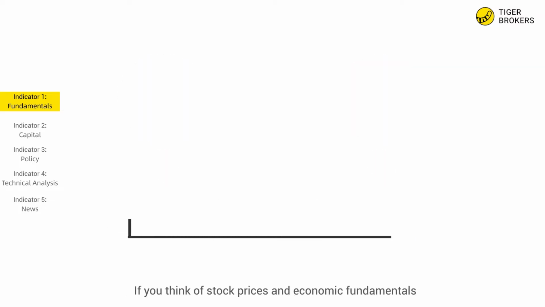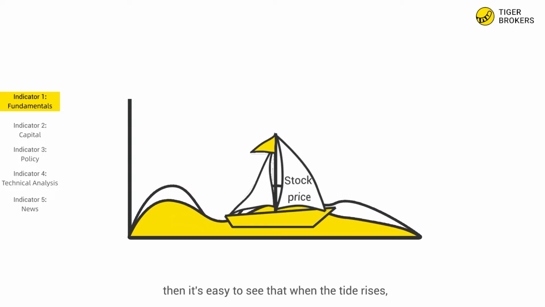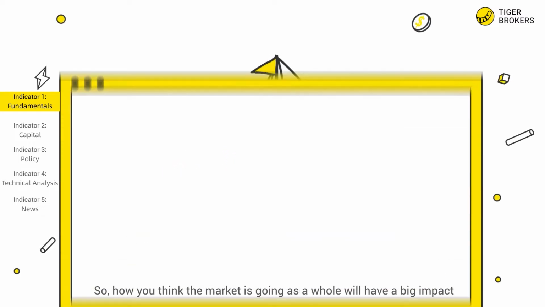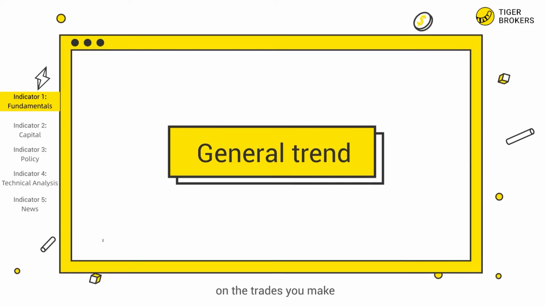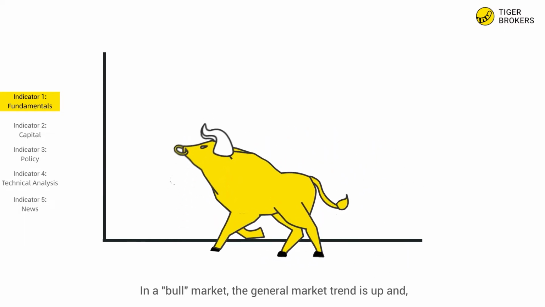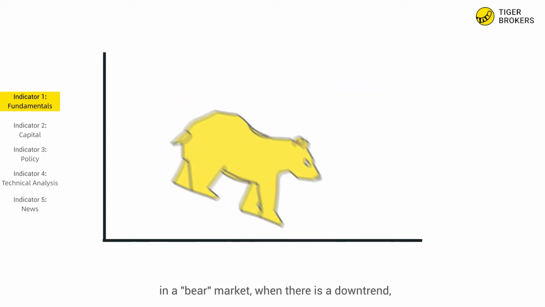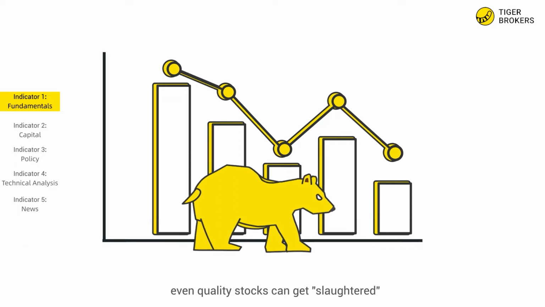If you think of stock price and economic fundamentals as the relationship between a boat and the water, then it's easy to see that when the tide rises, the boat will naturally rise too. So, how you think the market is going as a whole will have a big impact on the trades you make. In a bull market, the general market trend is up, and as a result, most stocks will rise. Likewise, in a bear market, when there is a downtrend, even quality stocks can get slaughtered.